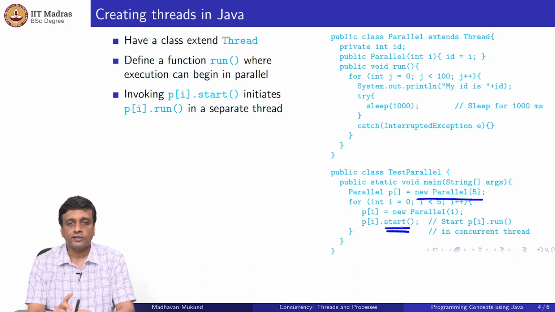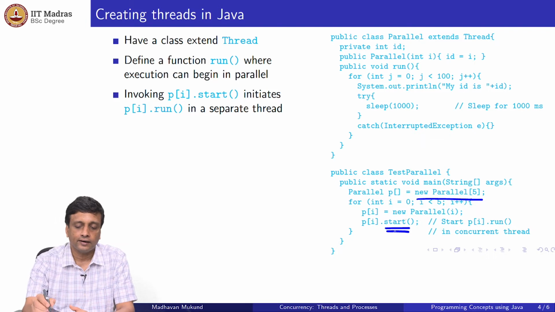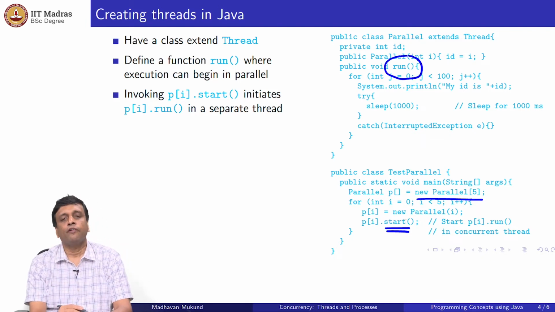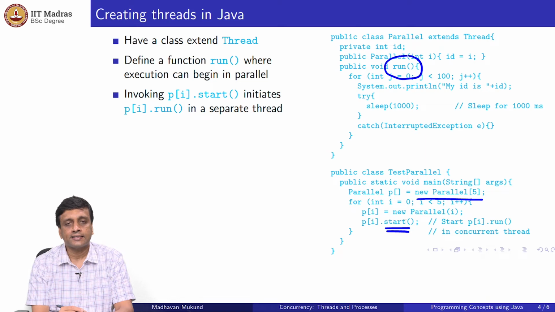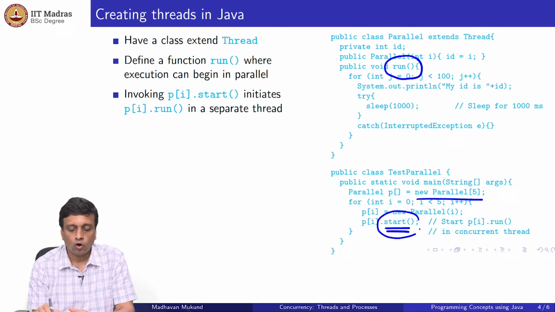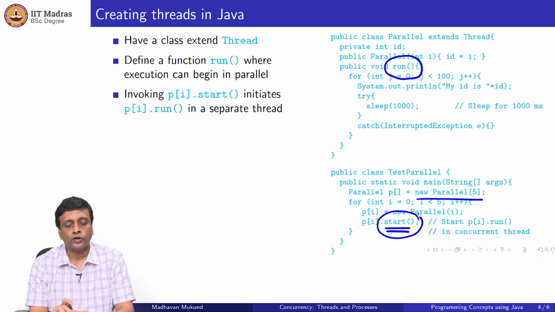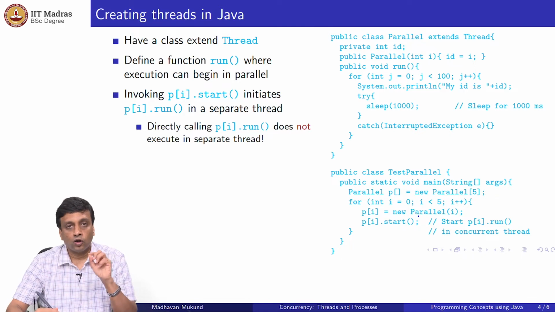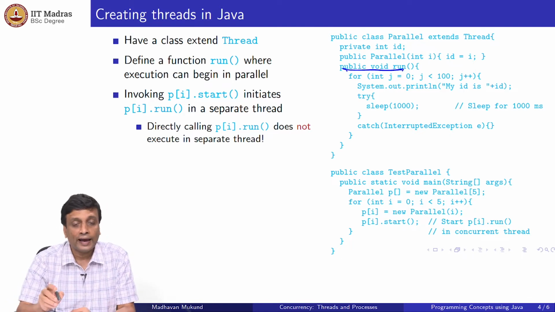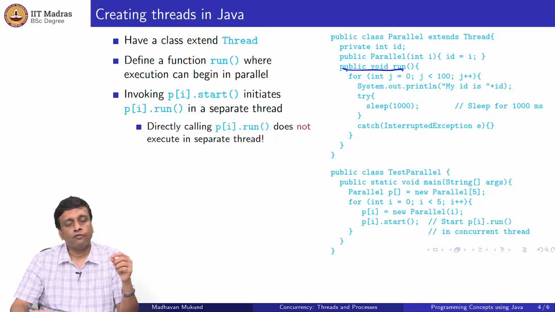So notice that there is a discrepancy between start and run. Run is the function which is defined inside the class that extends Thread. Start is the function that you call from outside, on an object of that class, in order to invoke run. So when I say start, it means execute the function run in parallel. It's important that you don't call run. Run, of course, is a public function, so you can call run also from outside. But if you call run directly, it's like any other function. It will not happen concurrently.